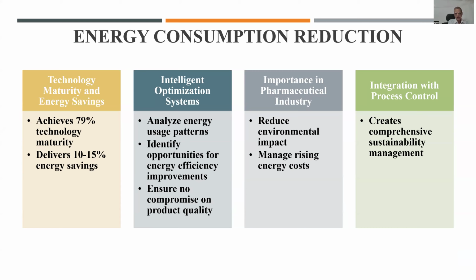Energy consumption reduction is another factor which can really help a lot. Technology maturity in energy saving will be there, and we expect that adoption of AI can help by 10 to 15% in energy saving. As we know, API is an energy intensive operation, and this is where AI and intelligent optimizations can really help in building up energy efficient improvement systems. This also has an impact on the environment, and today with rising energy costs, controlling that is the most important thing. Integrated process controls can help in achieving the energy consumption reduction.